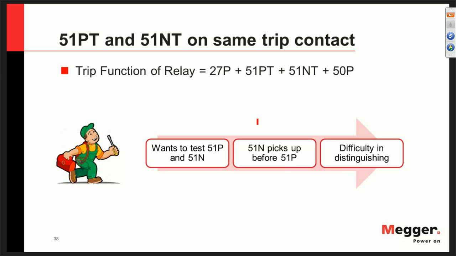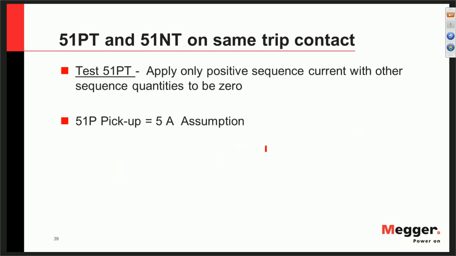So he was not able to do his test because he was doing a single phase test, and he was always failing for that. He was not able to reach the 51P, although he was able to test 51N. If he had known the concept of symmetrical components, what he could have done is this. Let's say he wants to test the 51P element first. What he can do is apply only positive sequence current, with the other sequence quantities set to 0.